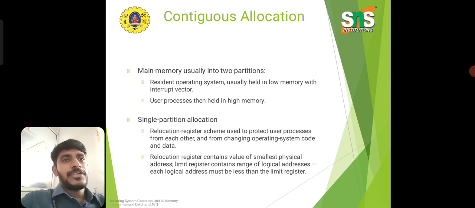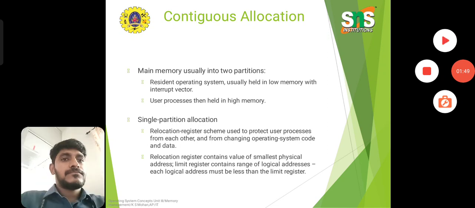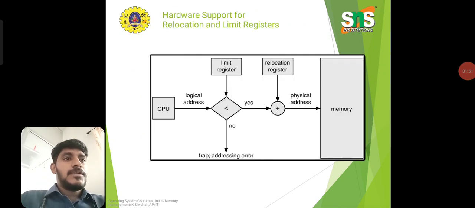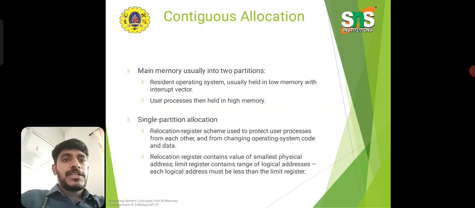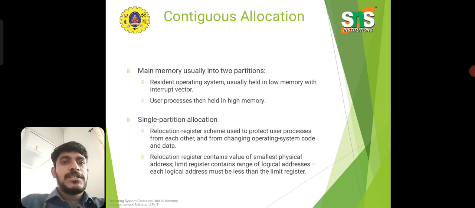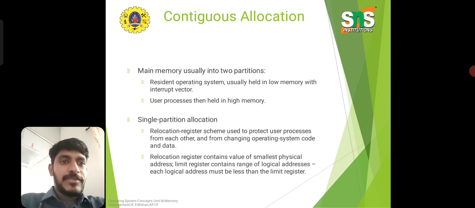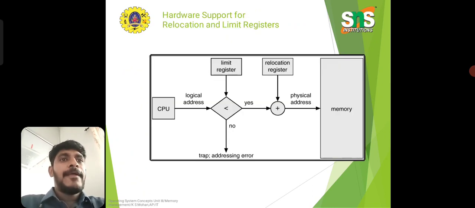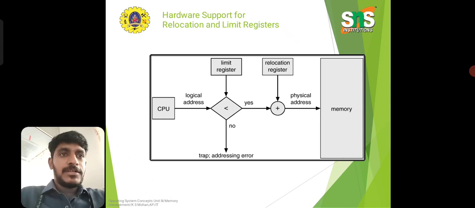Next we have contiguous allocation. In contiguous allocation, main memory is usually divided into two partitions: the resident operating system and the user processes. For single-partition allocation, a relocation register scheme is used to protect user processes from each other and from changing operating system code and data. The relocation register contains the value of the smallest physical address, and the limit register contains the range of logical addresses. Each logical address must be less than the limit register.